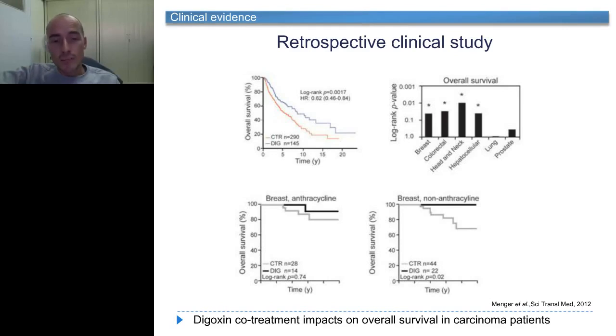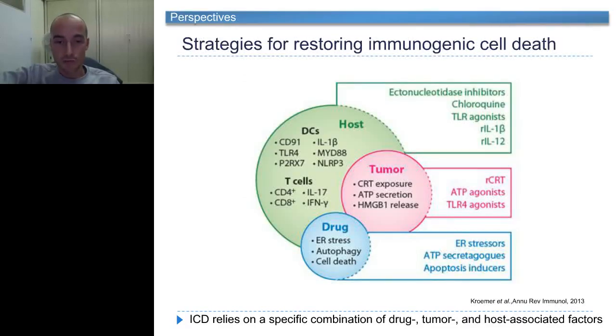When we did the subcluster analysis, we found that this effect is entirely absent in patients that have been treated with an anthracycline, which is an immunogenic cell death inducer per se. But when looking at patients that have received non-anthracycline-based, so non-immunogenic treatment, in the presence and in the absence of cardioglycosides, we could see a statistically significant increased overall survival of the co-treated patients.